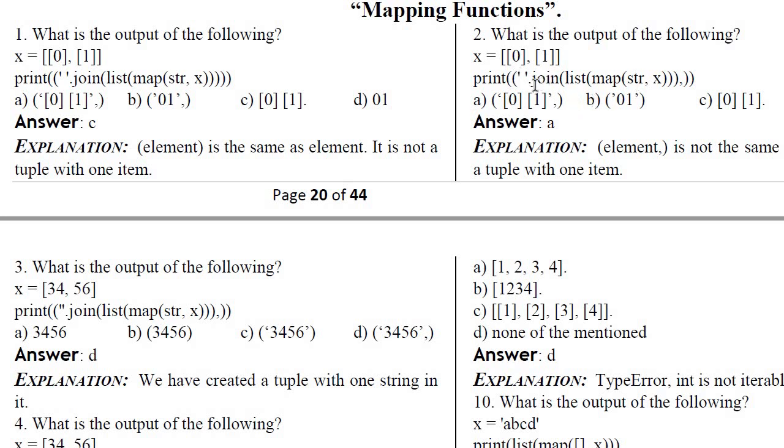Here you will see the join, list, map, and here find map, string, x, and a comma is given over here. Okay, so what will be the output? Here it will not be the same as the elements because it is a tuple with one item. Fine, you can look at this comma difference, this comma makes this a tuple.